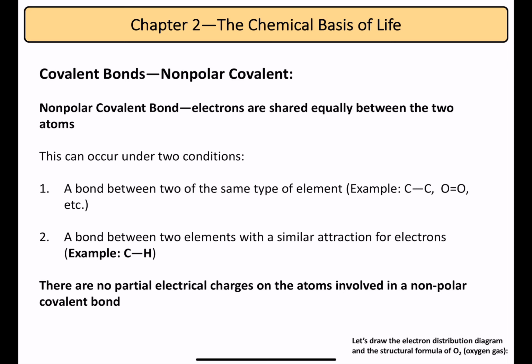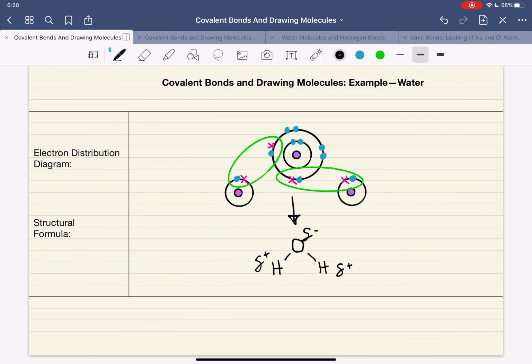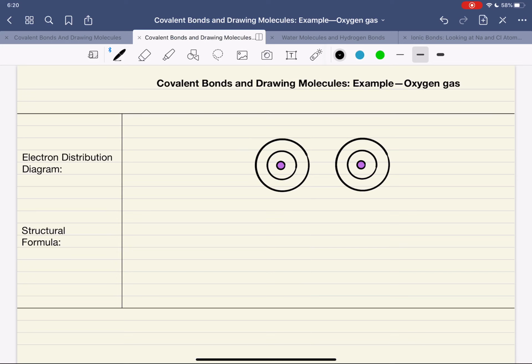And down here at the bottom, let's go through one more example of drawing both the electron distribution diagram and the structural formula for a molecule. In this case, we're going to draw oxygen gas. And the molecular formula for oxygen gas is just two oxygen atoms, so it's O2.